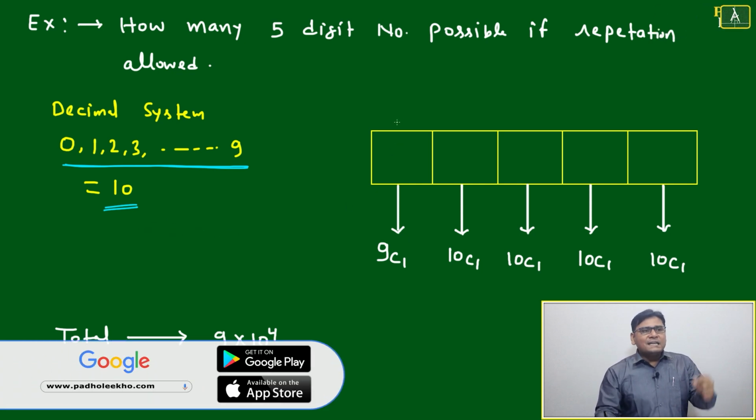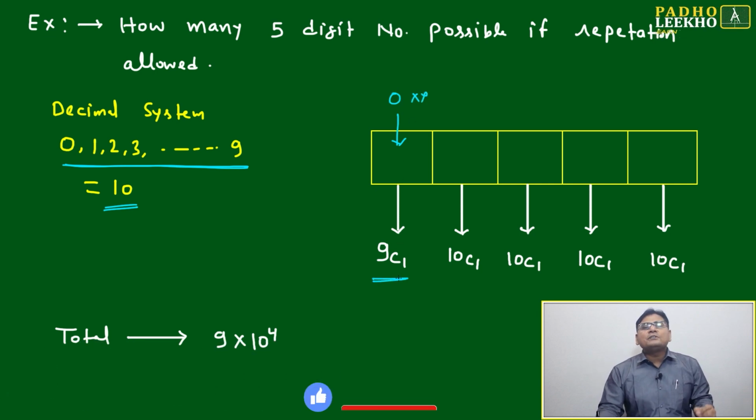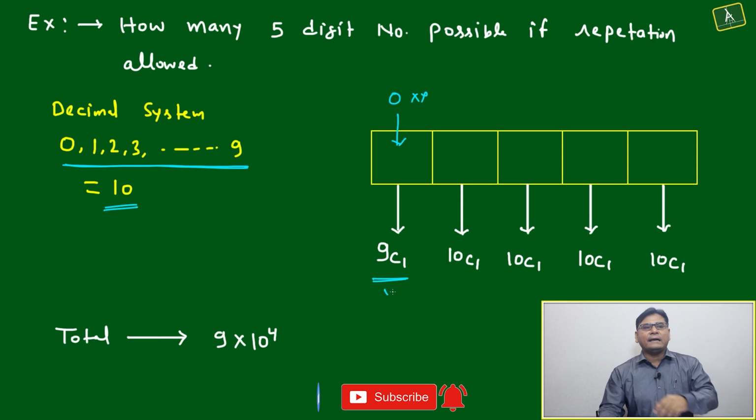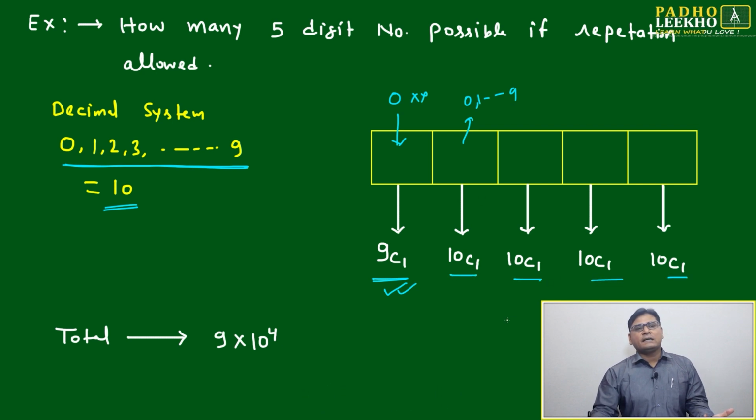Then out of these 10, for the first place we can't take 0. 0 is not possible, so only 9 options will be left, meaning 1 to 9. Then here 9C1. For the remaining places you can take from 0 to 9, meaning a total of 10 options. Here also 10, 10, 10.